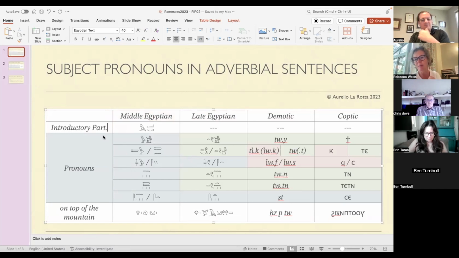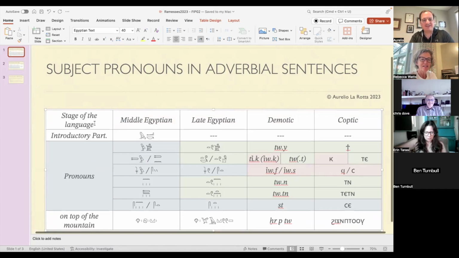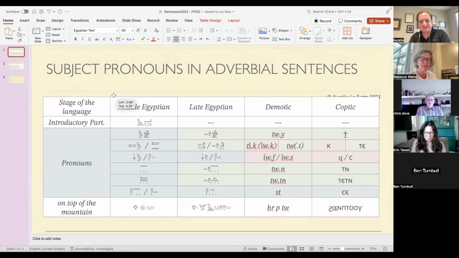Sorry, everyone, I'm being completely stupid. I should have spelled that out. It gets better with every comment, I hope. We're working on it. So essentially, this is what it should have been. The stage of the language on top: Middle Egyptian, Late Egyptian, Demotic, Coptic. Then if there's an introductory particle, which really only Middle Egyptian needs for adverbial sentences, the other ones are happy to just start right with the subject pronoun. I have the different subject pronouns here, and then I just complete the sentence. I could have put im there, I could have put die here, or anything else. I just wanted to have something to close out the sentence.